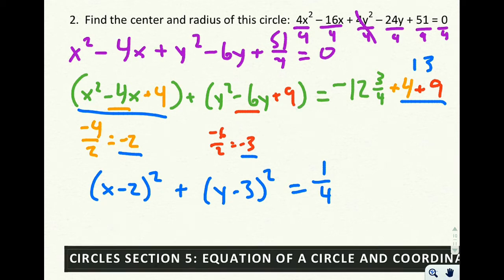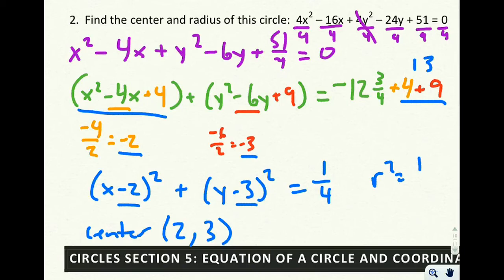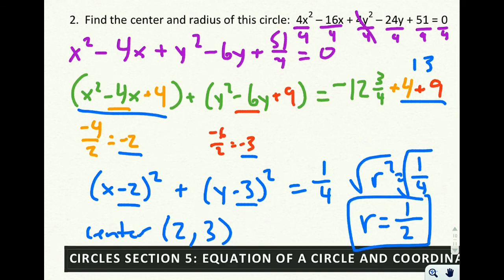That means the center, as we're used to, x minus 2 is going to be a positive 2 for x. Y minus 3 is going to be a positive 3 for y. And that's our center. Our radius squared is equal to 1/4. So if we square root both sides, our radius is going to be the square root of 1 over the square root of 4. Square root of 1 is 1. Square root of 4 is 2. So actually our radius is 1/2.